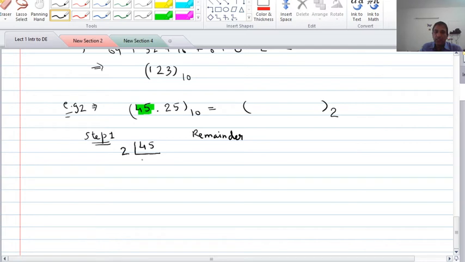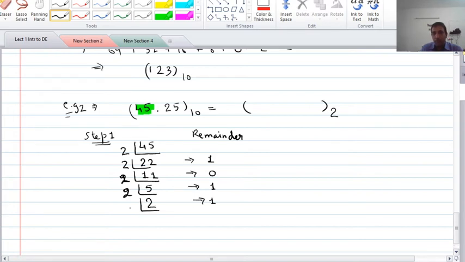So this is 22 with remainder 1, again divided by 2, this is 11, remainder 0, this is again 5 with remainder 1, this is, sorry, this should be 2 here, remainder 1, and this 1 with remainder 0, and this 0 with remainder 1.